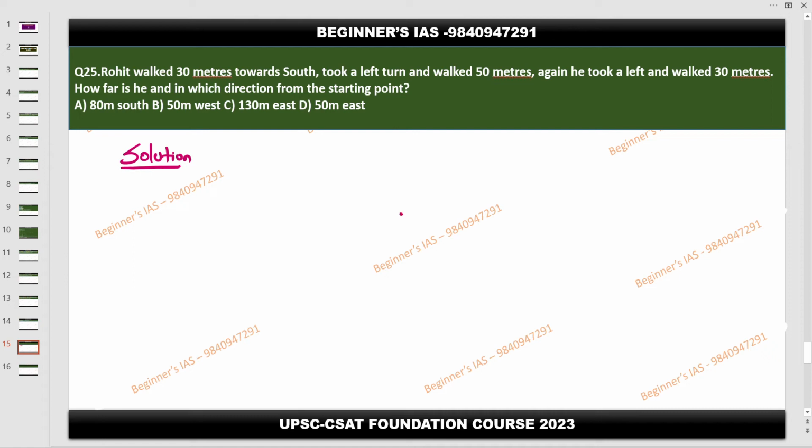Rohit walked 30 meters. So I'm assuming this is the starting point. 30 meters towards the south, and took a left turn. If the person is walking in this direction, this is going to be the right and this is going to be the left. So then taking the left turn, he walked 50 meters. Again he took a left turn. The person is walking in this direction, this is going to be his left, then this is going to be his right. So therefore he is moving in this direction and walked 20 meters, right?